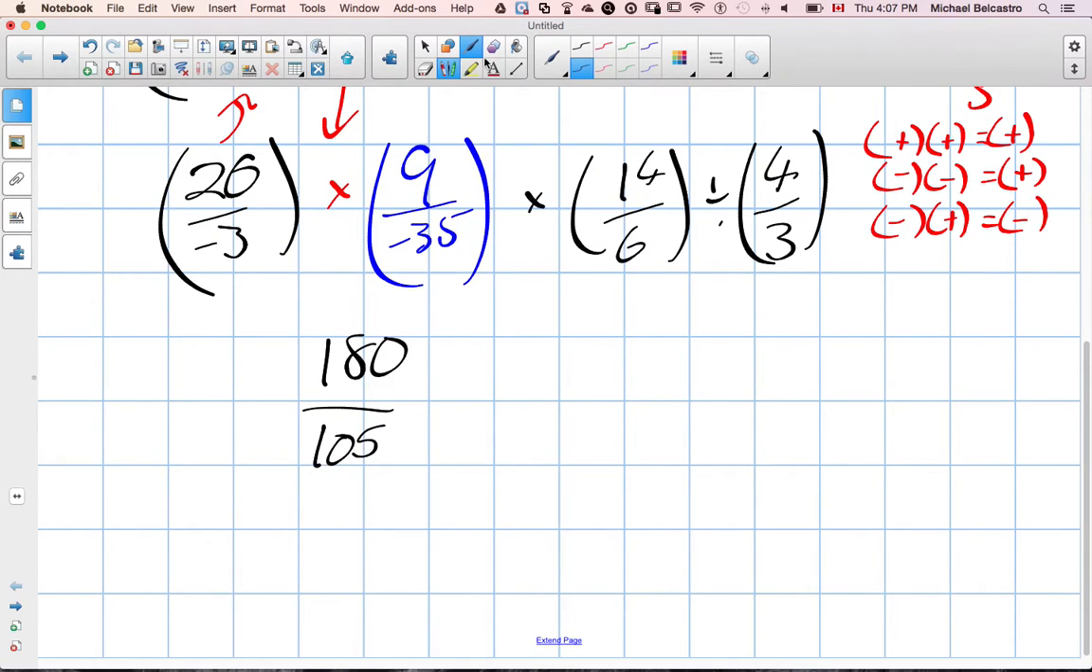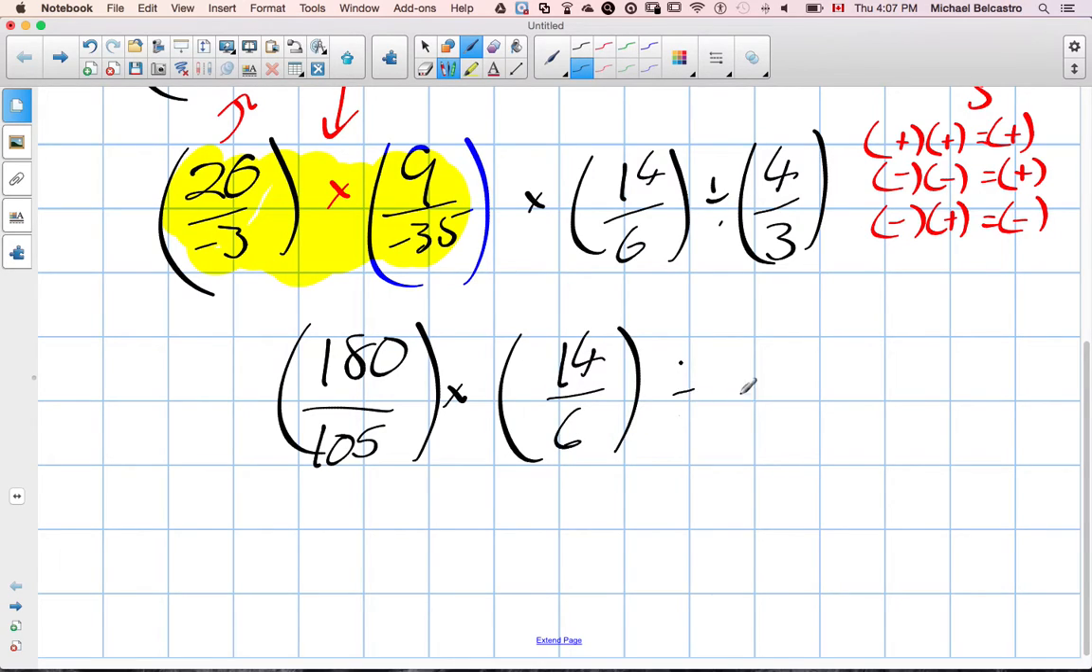So I've now just evaluated these two fractions. I'm just doing one pair at a time, okay? So we bring down the rest of the question: times 14 over 6 divided by 4 over 3. Okay. Same rule. We're going to multiply the top by the top, and multiply the bottom by the bottom. 180 times 14. So I'm going to use a calculator.